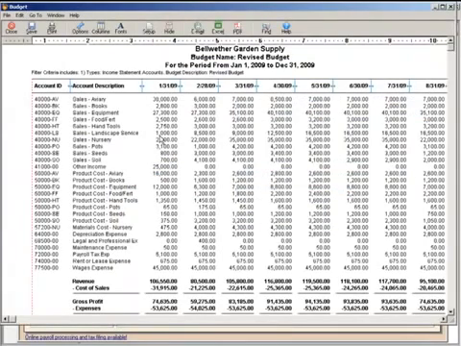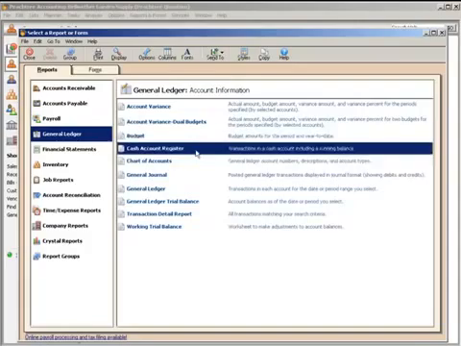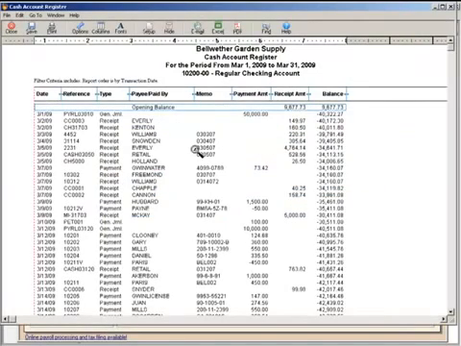First, the Budget Report lists period and year-to-date budget amounts for each account. This report is available in all versions except for Peachtree First Accounting. The Cash Account Register lists all transactions in a cash account along with a running balance.